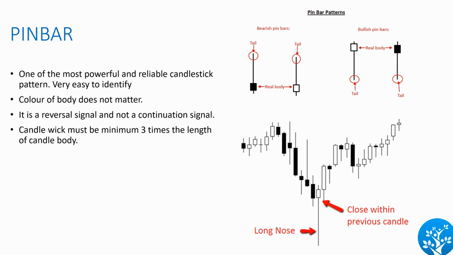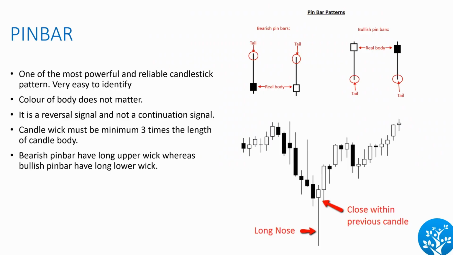The candle wick must be at least 3 times the length of the candle body. In the hammer, the shooting star, the hanging man, all these patterns, we said that the wick has to be 2 times the size of the body. But in a pin bar, we are looking at a very long wick. It has to be at least 3 times the size of the body. Bearish pin bars have a long upper wick, whereas bullish pin bars have a long lower wick.